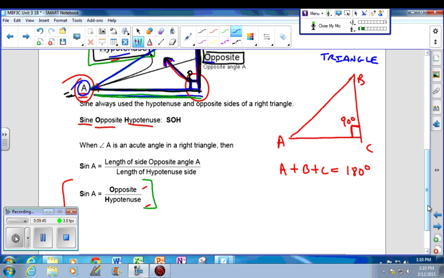Well, if we know a little bit about geometry, or yeah, we do, we know a little bit about algebra, and so we can put our algebra knowledge to good use, because the C in this case is 90 degrees. So for a right triangle, we can say the following is true.